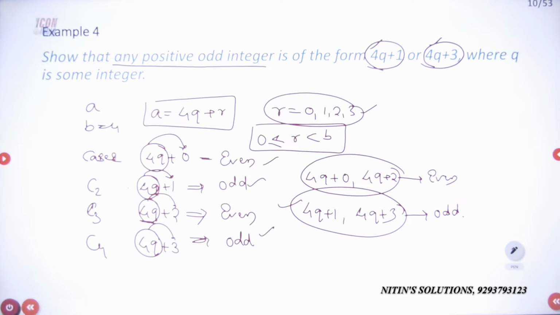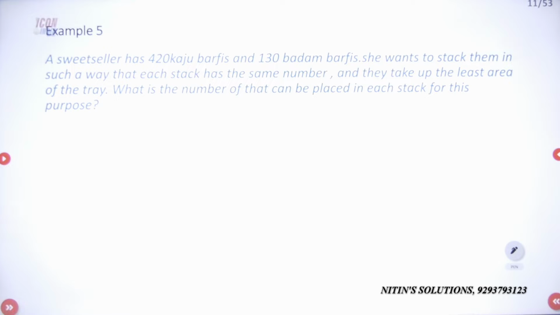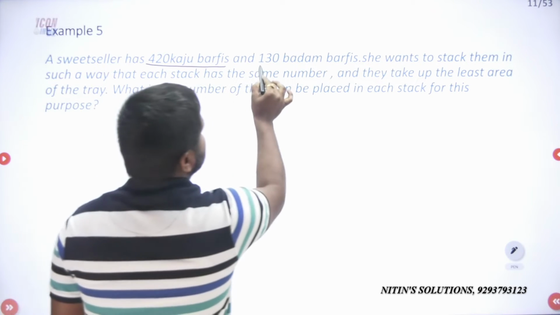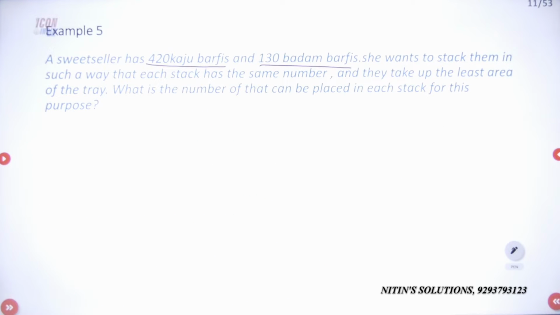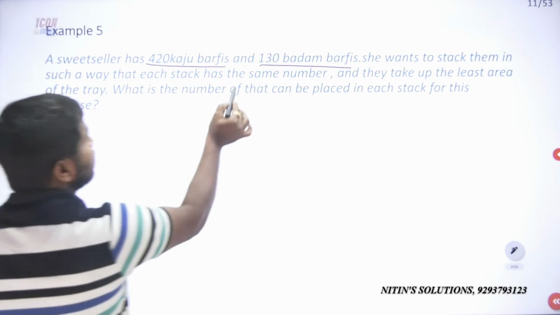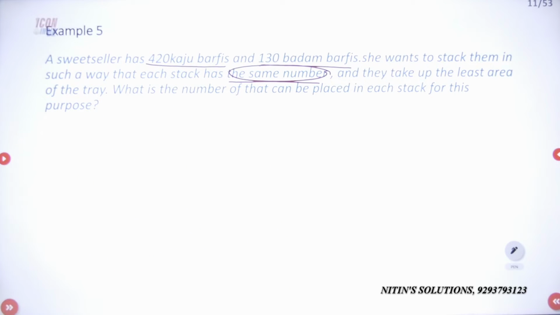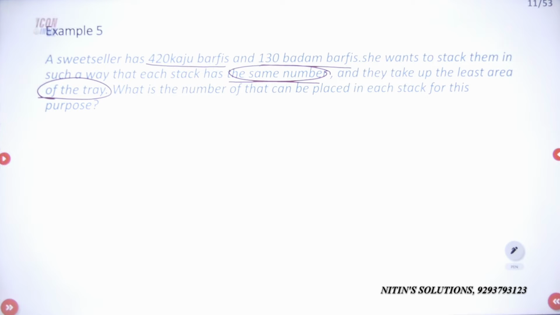Now coming to the next question. A sweet seller has 420 kaju burfis and 130 badam burfis. She wants to stack them in such a way that each stack has the same number, and they take up the least area of a tray. What is the number that can be placed in each stack for this purpose?